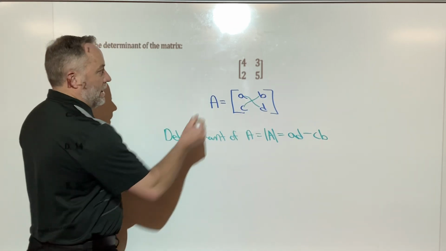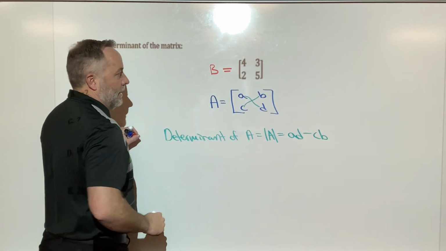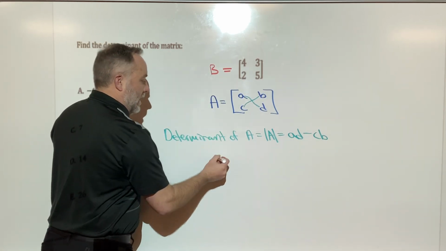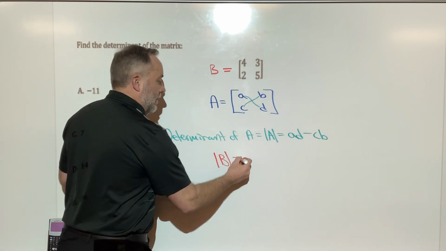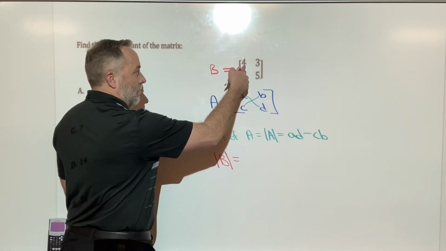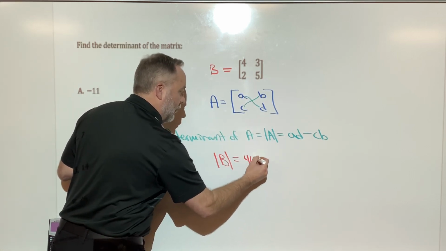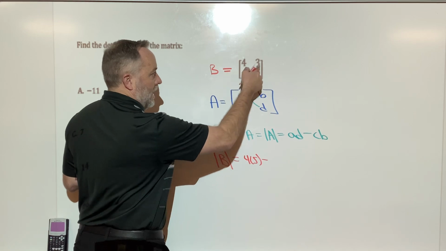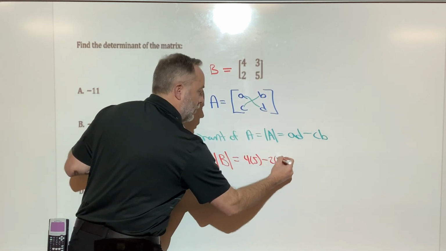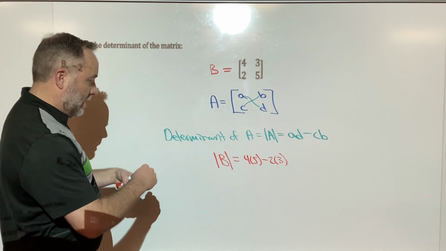If we know that, we can then say, okay, I'll call this matrix matrix B. Again, they can be named anything. But if I'm finding the determinant, so it would look like that, then what we do is A would be 4, D would be 5. So 4 times 5 minus C, which is 2, times B, which is 3. 2 times 3. And that's just a simple product, and then you subtract those.